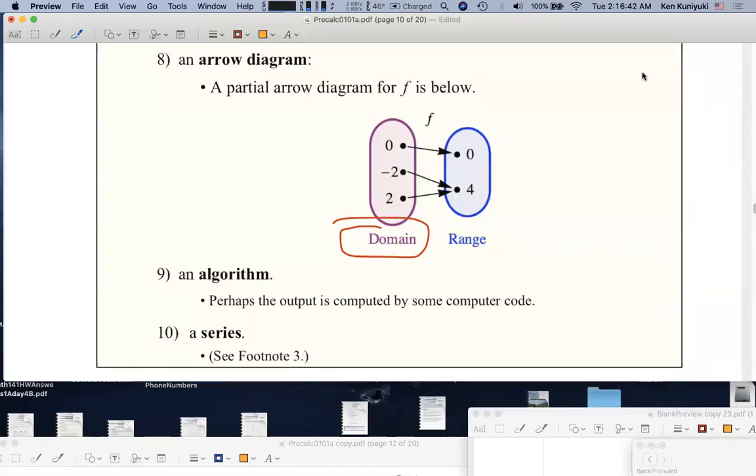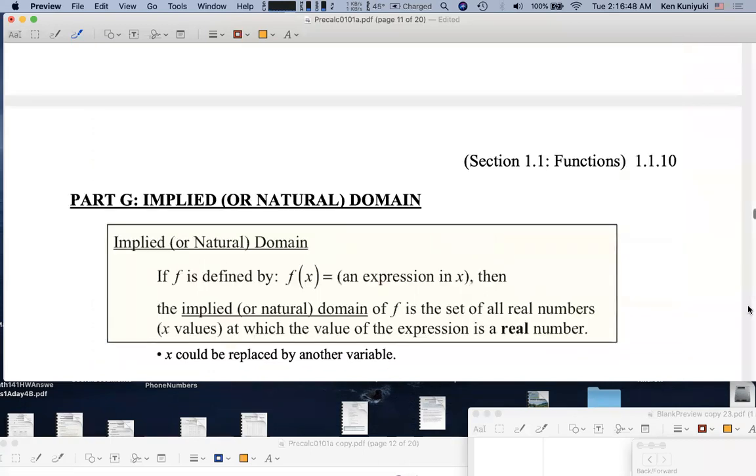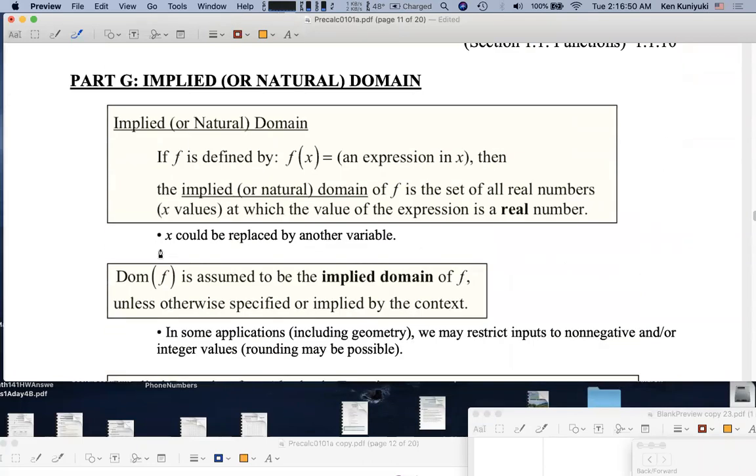Hi, everyone. Remember that the domain of a function is the set of all legal inputs to the function. I'll often abbreviate the domain of a function f by DOM of f. Now, if the domain is not given to you, we assume that the domain is the implied or mathematically natural domain of f. In particular, we're going to assume that it's the set of all real values of x for which the output is real.